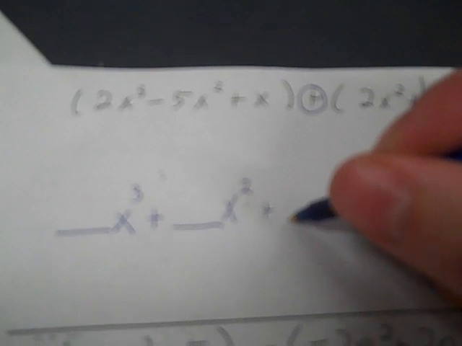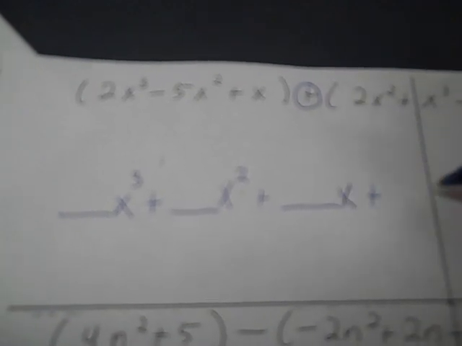Plus blank, and the next blank would be x to the second plus blank. You're not going to see x to the first. X is the same as x to the first. And then plus, and these are for what's called the constants. They're the numbers that don't have any letters.